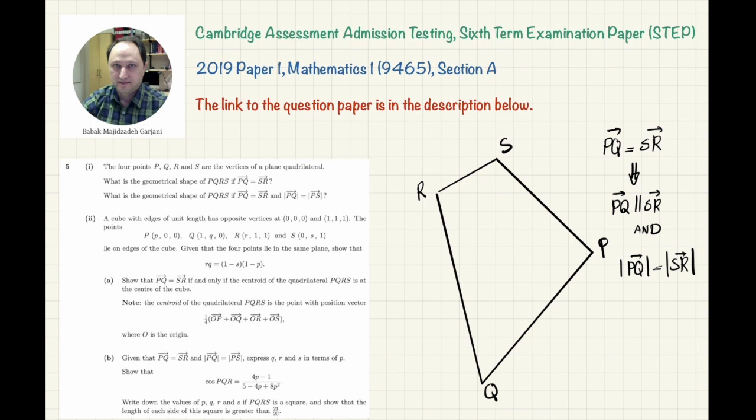Now let us go back to the picture and interpret them. So here PQ is supposed to be parallel to SR. These are opposite sides. They are not only parallel, but they also have equal lengths. So this quadrilateral has to be a parallelogram, yes? I have a quadrilateral, and two sides which are opposite to each other have the same lengths and are parallel. This means that this quadrilateral is a parallelogram. So the first part of the question is that PQRS is a parallelogram. Okay, so this is the first part.